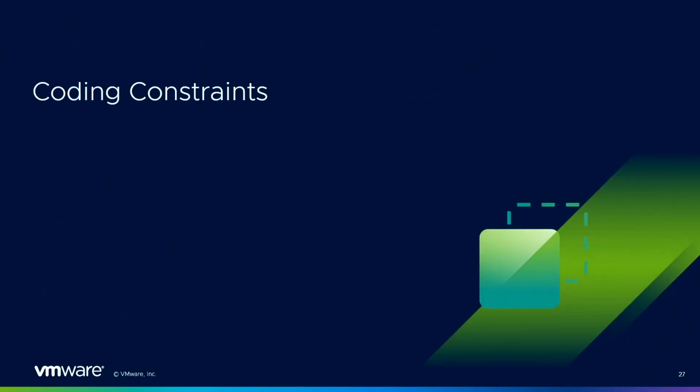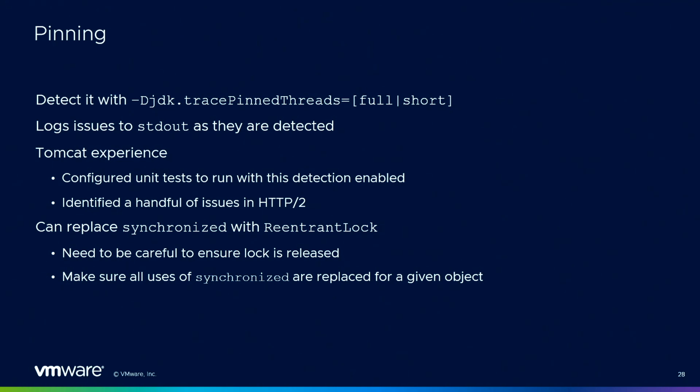Next thing I wanted to look at was coding constraints. So issues with virtual threads and pinning. If we want to avoid those blocking operations in our synchronized blocks, there's a quick way to detect them. Java 21 provides an option, jdk.tracePinnedThreads. You can either get a full stack trace or a short one. For me, the short one's always been fine. I've never had to use the full, but your mileage may vary.